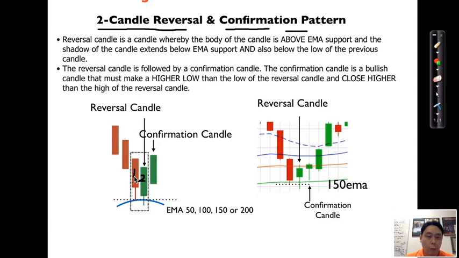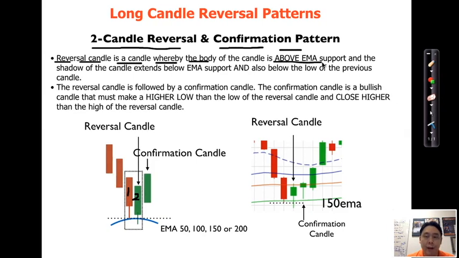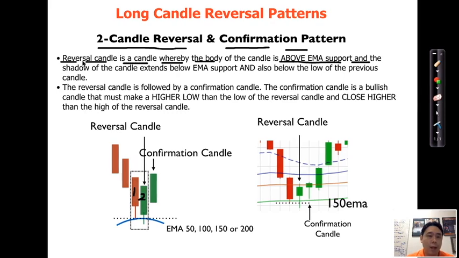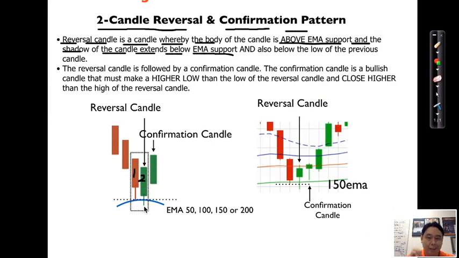Now we're looking for a specific criteria for this to be reliable. Here's the criteria. First of all, the reversal candle is a candle where its body is above the moving average support, and the lower shadow of the candle extends below the moving average support. In other words, for this reversal candle that you see, the body of the candle must be above the moving average, and the lower shadow must cut below the moving average. That's the first criteria.